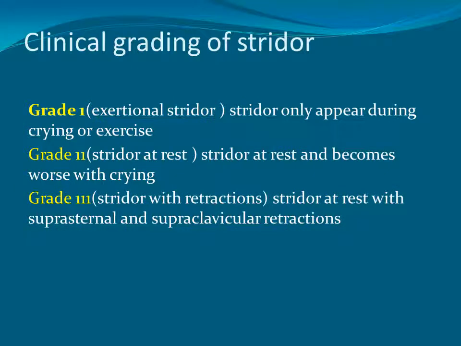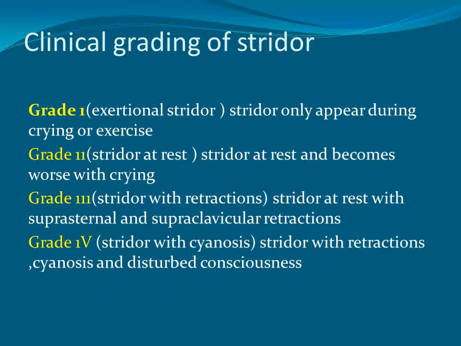Grade 3 is stridor with retraction: stridor at rest with suprasternal and supraclavicular retraction. So the baby has respiratory distress with stridor. And lastly, grade 4: stridor with retraction, cyanosis, and disturbed level of consciousness. The baby may be agitated or lethargic due to severe hypoxia. So this is the clinical grading of stridor.